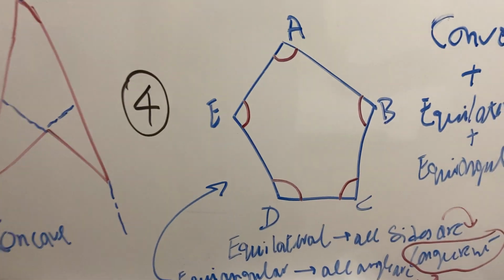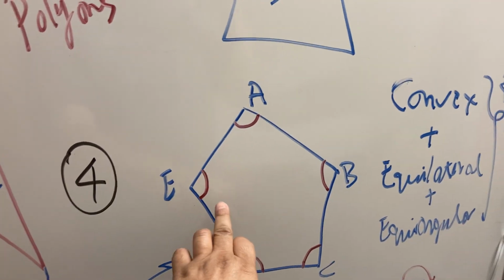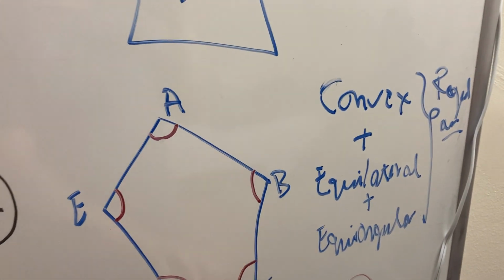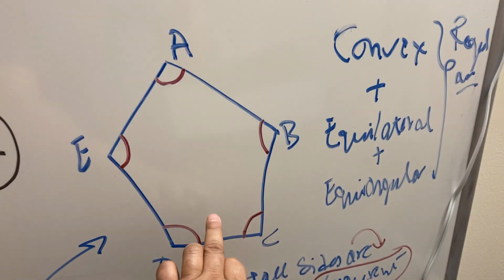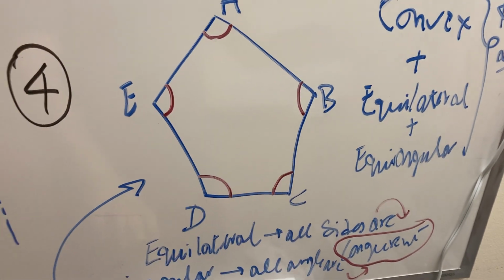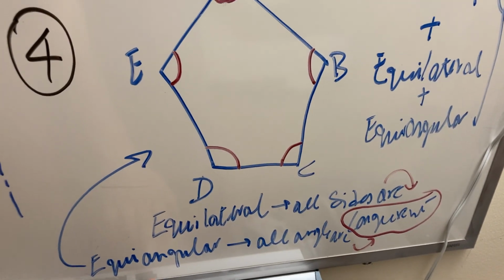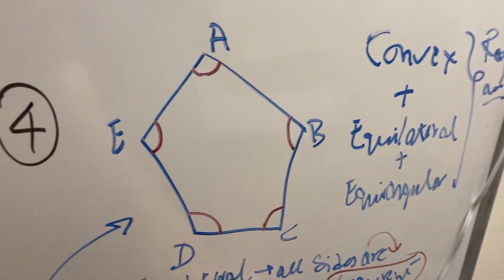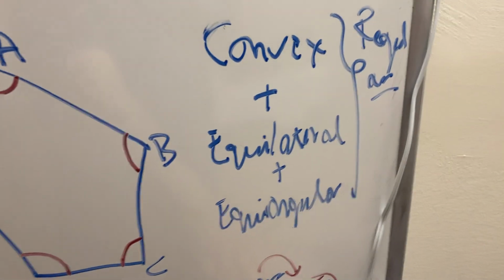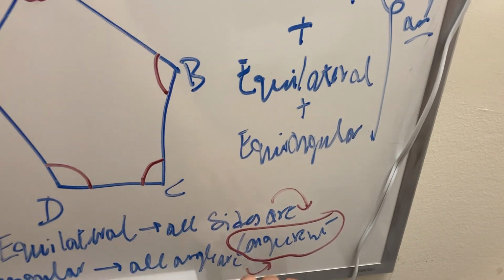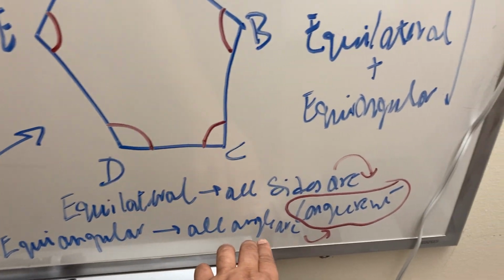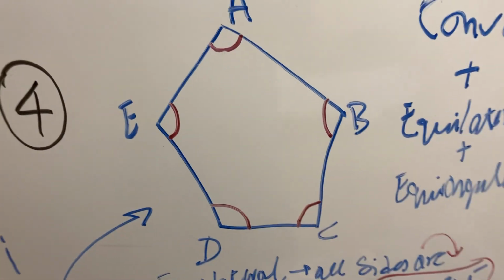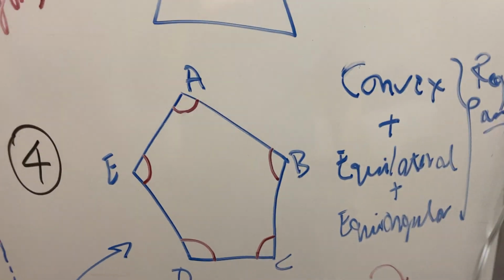Now, let's say along with the sides, all the angles are also the same, like in this case. Then it becomes equiangular. In mathematical terms, for equilateral we say all sides are congruent, meaning all sides are equal, and for equiangular we say all angles are congruent. Now how do we classify polygons?